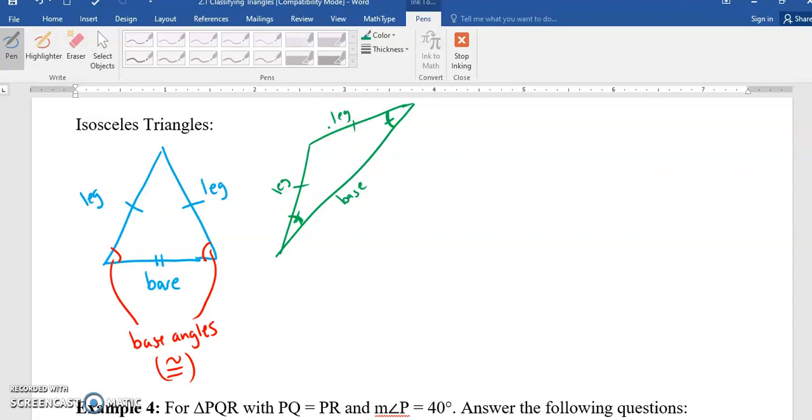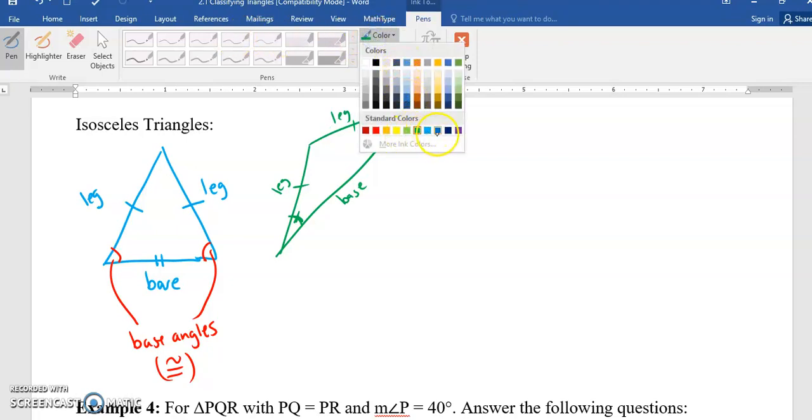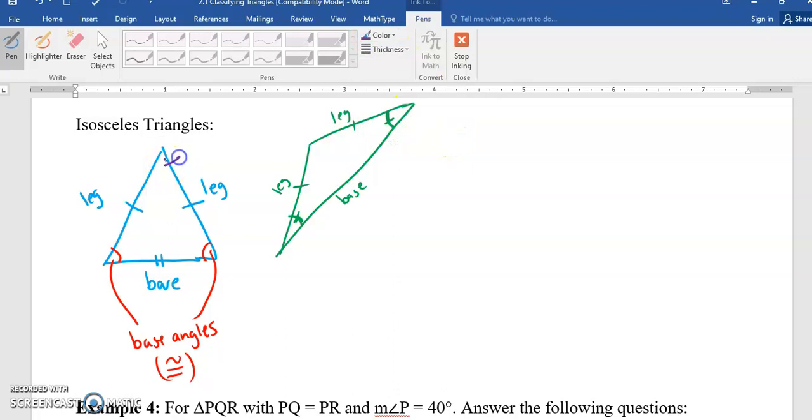Okay, and then the other angle is referred to as the vertex angle. So just a little vocabulary. You have two base angles and then this is the vertex angle. So the vertex angle is between the two legs. This is the vertex angle in this triangle. So just the parts of an isosceles triangle.